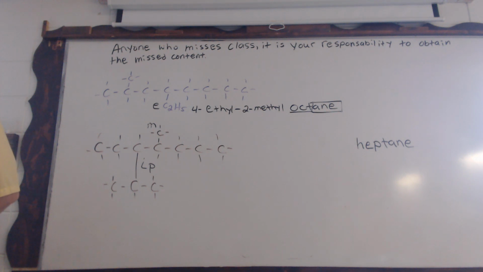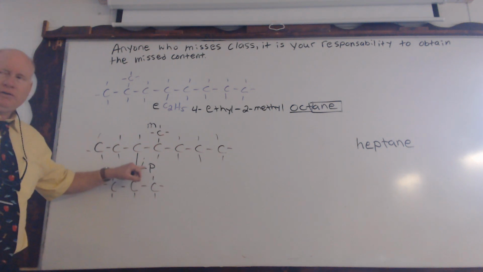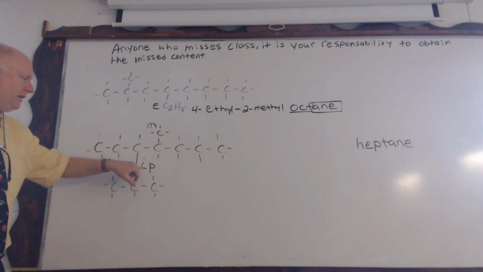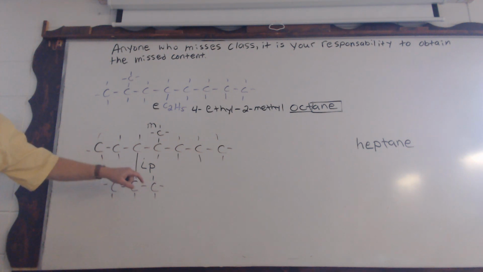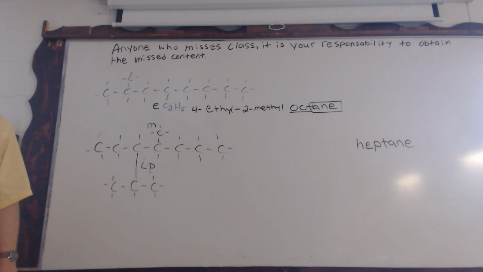Alphabetically speaking, which one comes first? Right, because this is a prefix for isopropyl. You use this in alphabetizing. You don't use the D in dimethyl or the T in trimethyl. You disregard prefixes except that one.